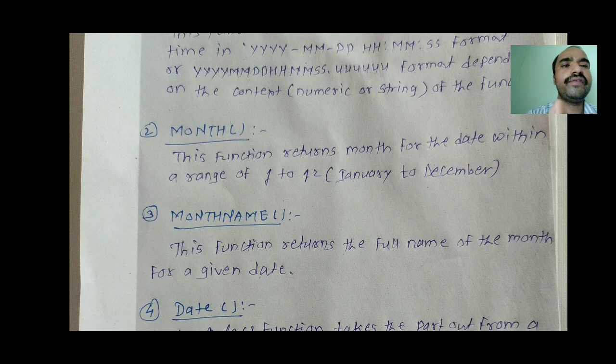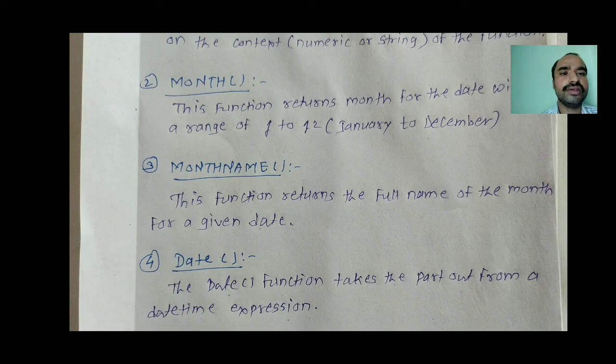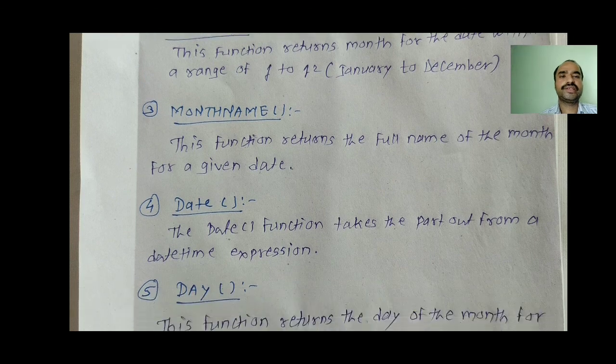The second function of date functions is MONTH. This function returns the month for the date within a range of 1 to 12, because we know there are 12 months, January to December. Whenever you write this function, it will just display the number of the month. Next one, MONTHNAME. The name itself indicates this function provides the name of a month. Next one, DATE. The DATE function takes the date part out of a date time expression.